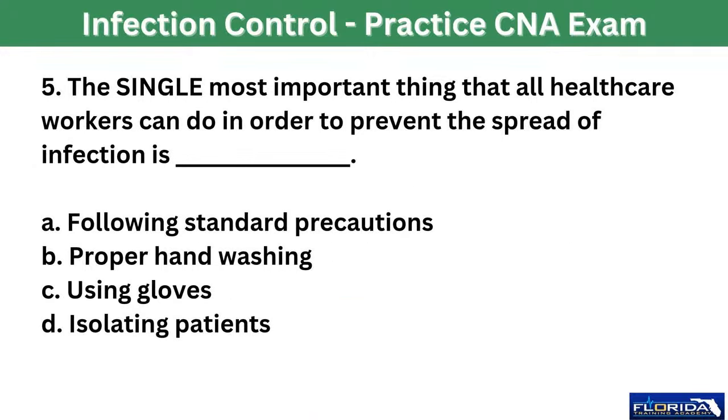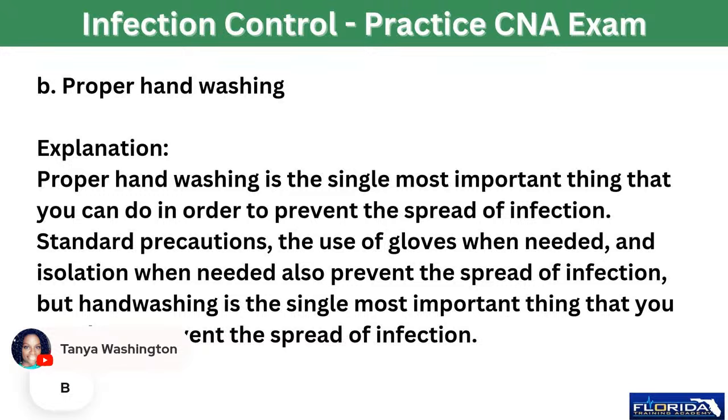Number five, the single most important thing that all healthcare workers can do in order to prevent the spread of infection is: A, following standard precautions, B, proper hand washing, C, using gloves, or D, isolating patients. This is an easy one. Let's see who gets it first. Tanya, you got it. Everybody, for this one, the correct response is going to be proper hand washing.